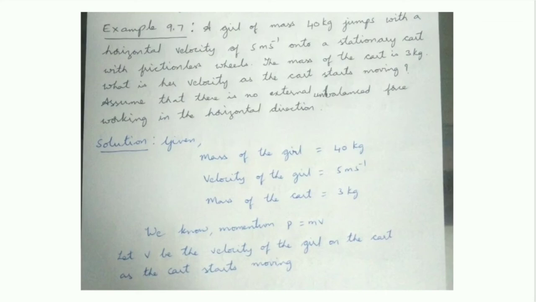First of all, given here are mass of the girl is 40 kg, velocity of the girl is 5 meters per second, mass of the cart is given as 3 kg, and we know momentum p equal to mass into velocity. Let v be the velocity of the girl on the cart as the cart starts moving.